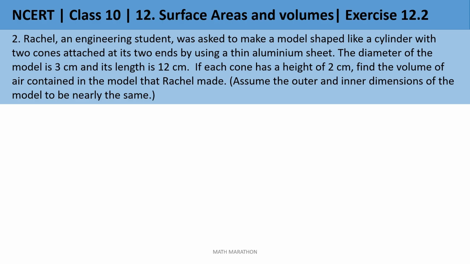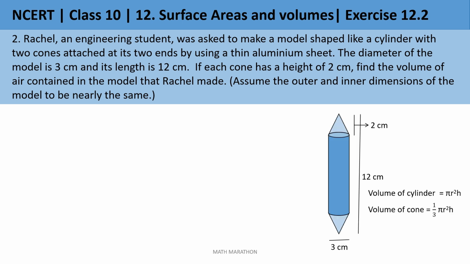Rachel, an engineering student, was asked to make a model shaped like a cylinder with 2 cones attached at its 2 ends by using a thin aluminium sheet. The diameter of the model is 3 cm and its length is 12 cm. If each cone has a height of 2 cm, find the volume of air contained in the model that Rachel made. Assume the outer and inner dimensions of the model to be nearly the same. I have drawn a diagram. I have drawn a cylinder with 2 cones attached at its ends.